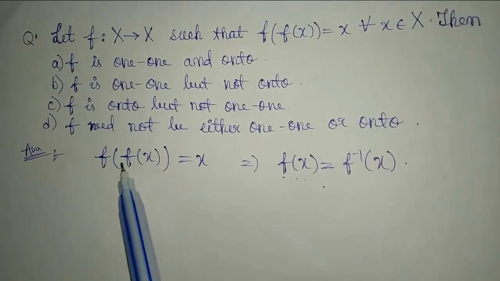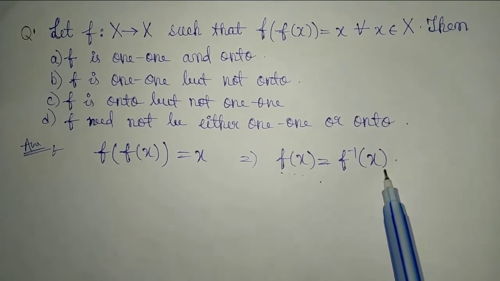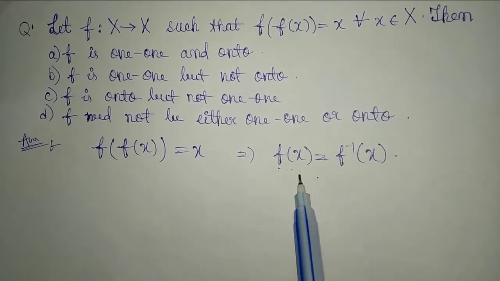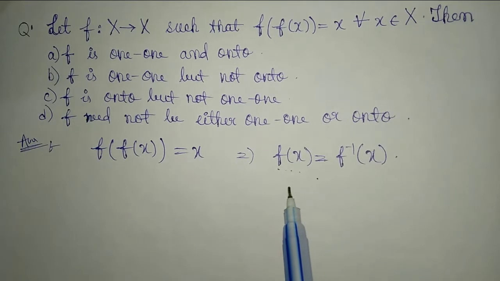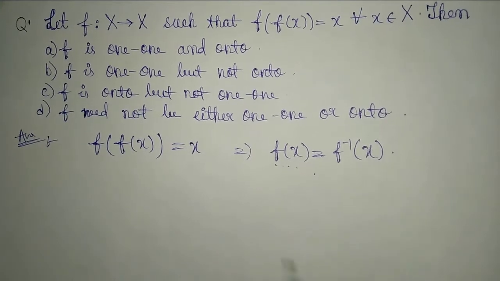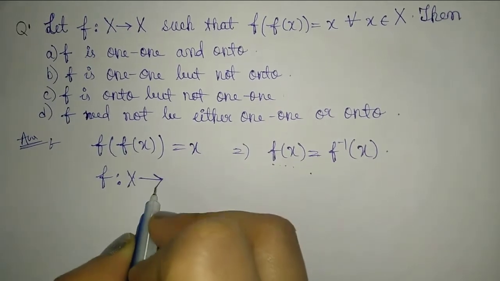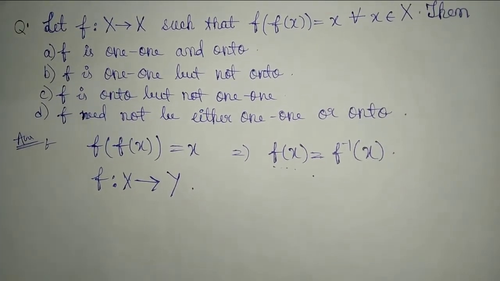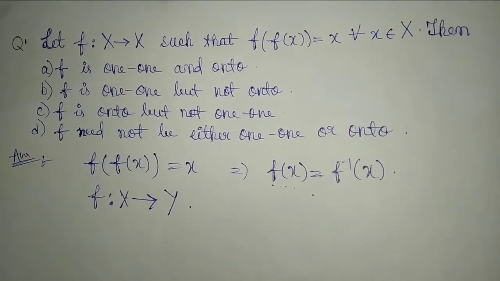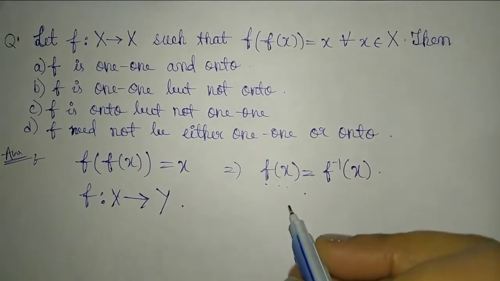Now f of x is equal to x, which implies f of x is equal to f inverse of x. So this is the property of self inverse of a function. This means that f is the inverse of itself, and according to the definition of inverse of a function, f is 1-1 and onto. How? See, because let f be a function from X to Y, then the inverse of f exists if each element small y of capital Y corresponds to not more than 1 x of capital X.